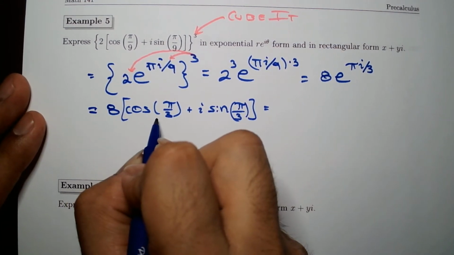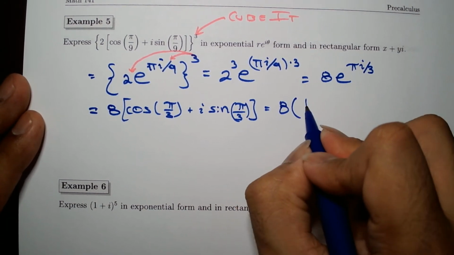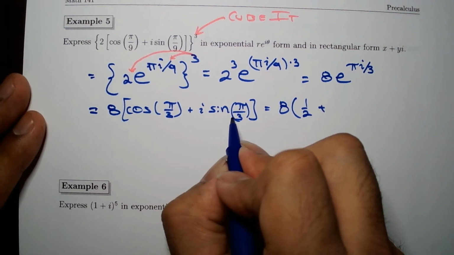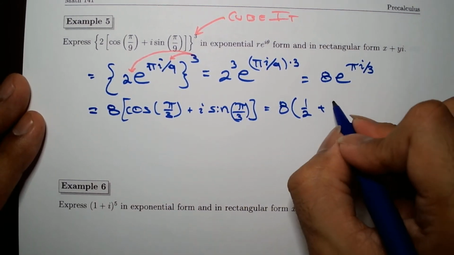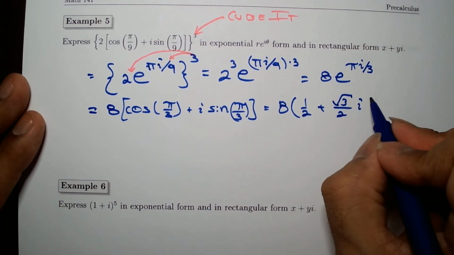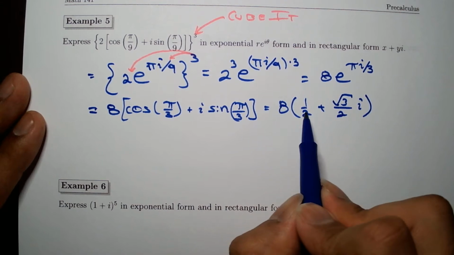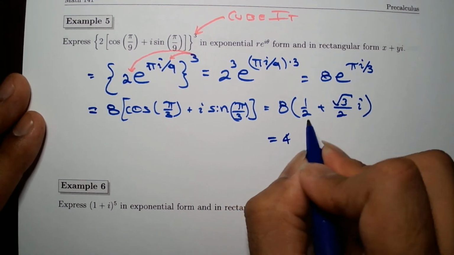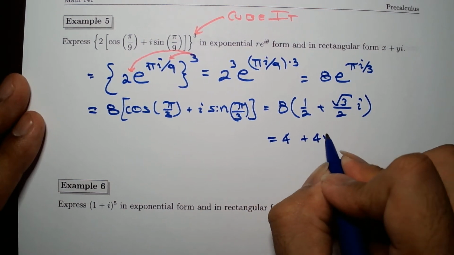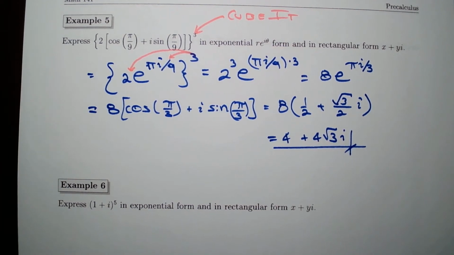And well, cosine pi over 3 in this case is 1/2, plus i sine pi over 3. Sine pi over 3 is the square root of 3 over 2 times the imaginary unit. All right, and then let's distribute the 8. 8 times 1/2 is 4, and 8 times the square root of 3 over 2 is also 4 root 3, times i.